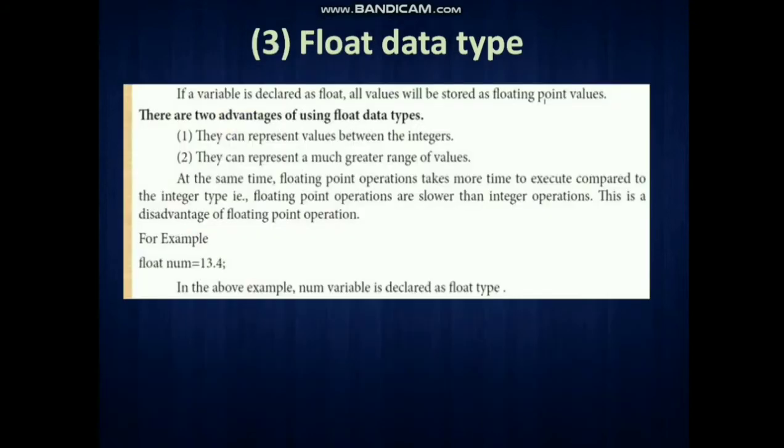Next one is the float data type. Okay, if a variable is declared as float, it will store floating point values. There are two advantages of using float data types. What are they? They can represent values between the integers, and they can represent a much greater range of values. So they can store small fraction values, or a maximum range of fraction values is also possible to store in a floating point.